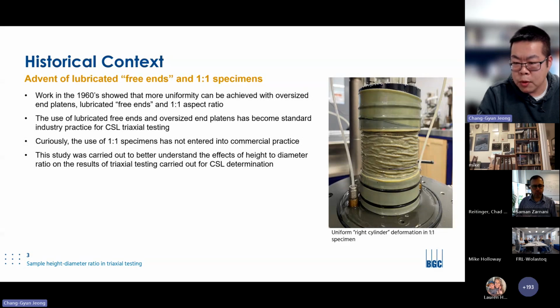But the benefits of 1:1 specimens seem to have remained in academia and have not entered into commercial practice. For example, as I mentioned, in the round robin research on CSL determination, there were about 18 participating labs, and they all used 2:1 specimens. And again, this is more like revisiting the research completed in the 60s, but rather than being focused on peak strength like at that time, this time our study was focused on the critical state and its interpretation, asking a question like, are they influenced by this aspect ratio difference?